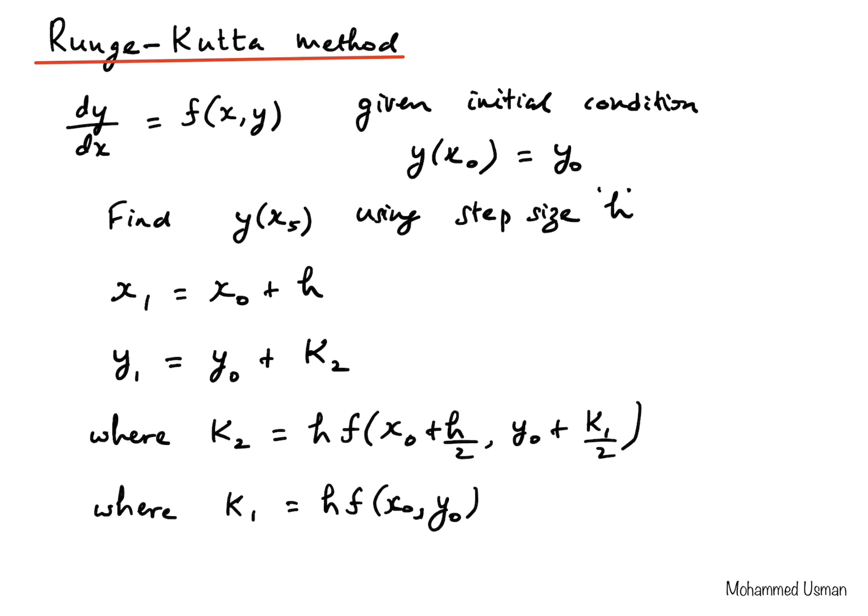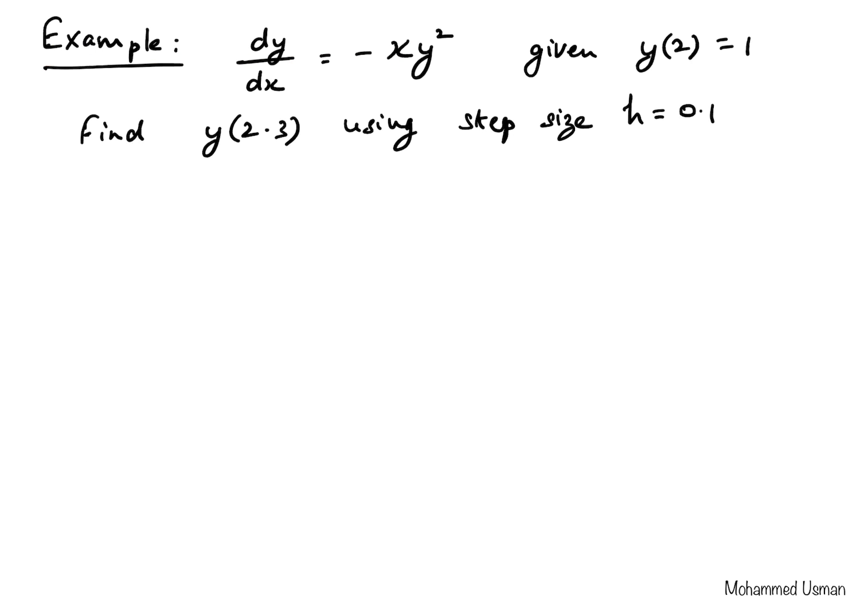So to compute x1, it's just adding h, but to compute y1, we need k2, but to compute k2, we need k1. So we will first compute k1, then we will compute k2, and then add it to y0, so that will give us the new value y. So the first step is to compute k1.